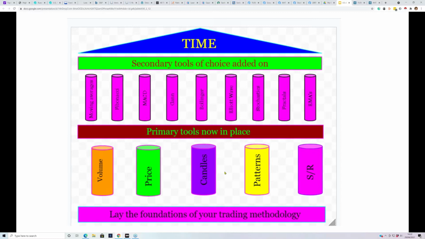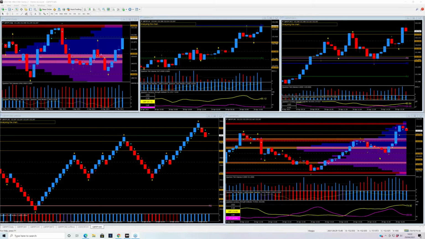Well, we've got volume, price, candles, patterns, and SNR, and that's really what I want to focus on in this session, not just price-based levels of support and resistance. I also want to have a look a little bit more closely at levels that are delivered, the volume levels that are delivered from the volume point of control indicator.